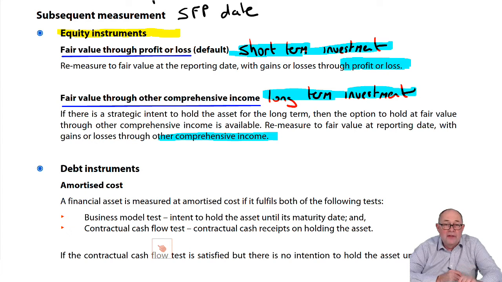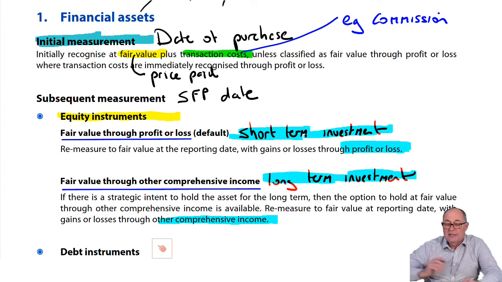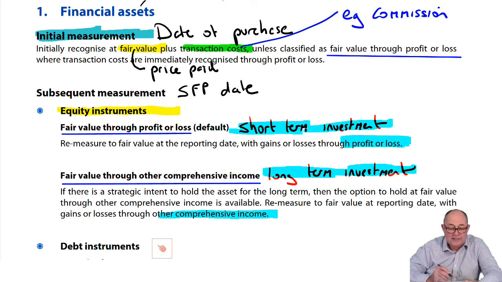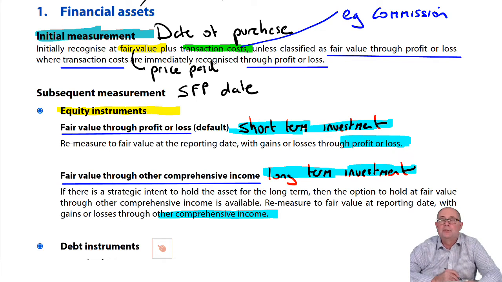The only other thing we have to be careful about are these transaction costs that I spoke about at the start of the lecture. Transaction costs are usually capitalised, added to the cost of the investment. However, if you choose to treat gains and losses going through profit and loss, the transaction costs will also go through profit or loss.